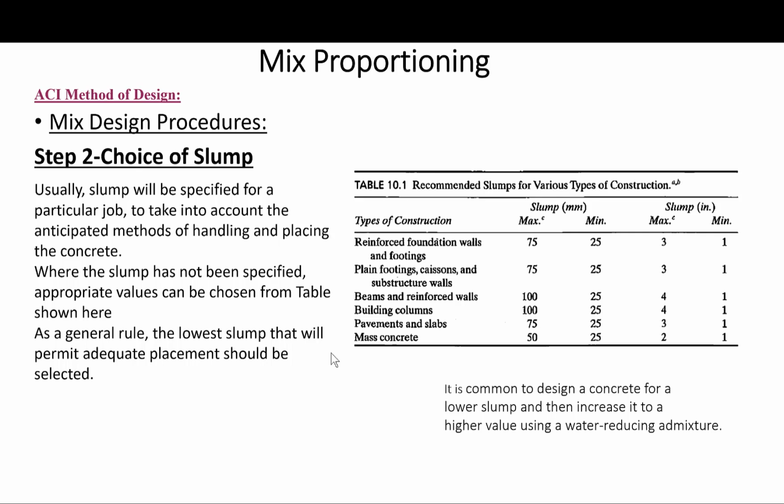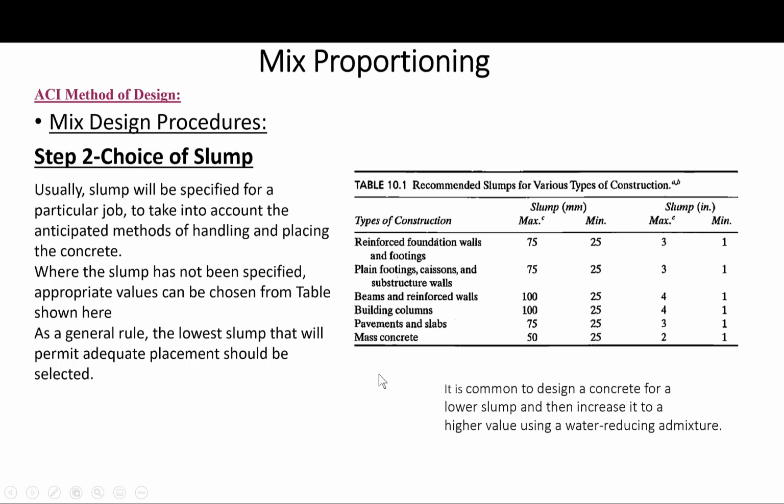Second step is the choice of slump. Usually slump will be specified for a particular job, to take into account the anticipated methods of handling and placing the concrete. However, where the slump has not been specified, appropriate values can be chosen from this table you see right here, which applies when the concrete is to be consolidated by vibration.